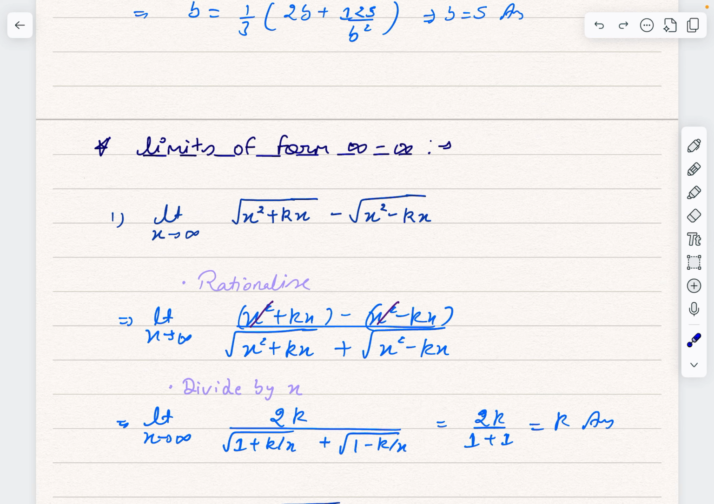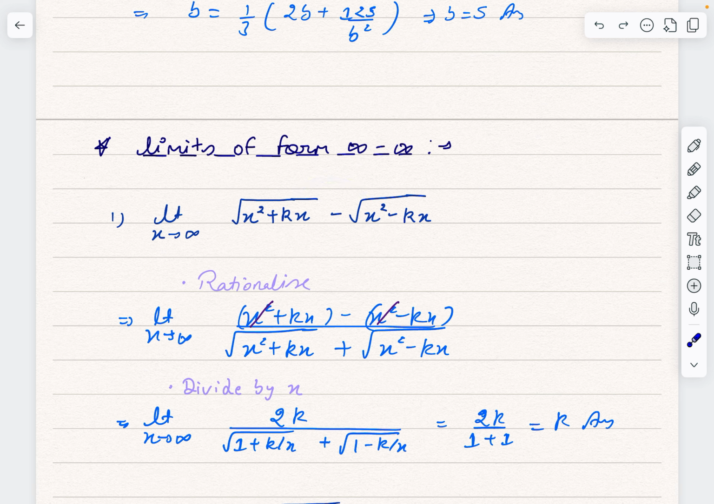So I'll discuss the first problem myself, then next you can try. So when you have infinity minus infinity form, let us say the first problem is limit x tends to infinity, square root of x square plus kx minus square root of x square minus kx. You see, when you put x as infinity, this will be infinity, this will also be infinity. So it's infinity minus infinity form, but we can't cancel it out. It's not like infinity minus infinity is zero. Infinity is just a large number. That doesn't mean they're the same number. So what do we do in this kind of problem?